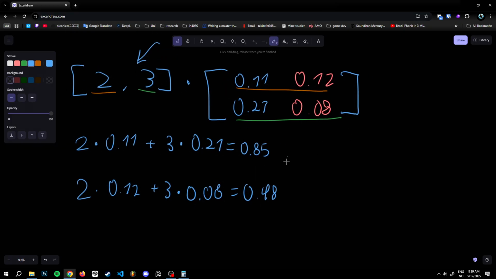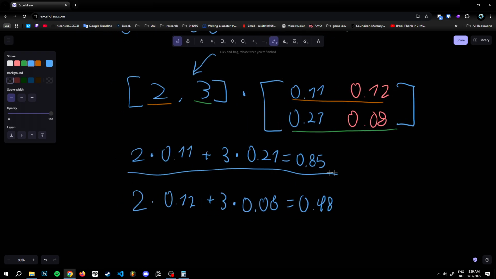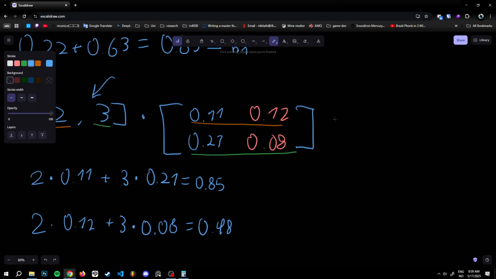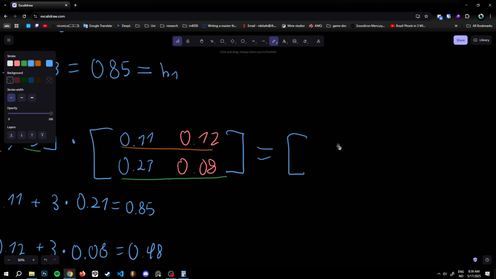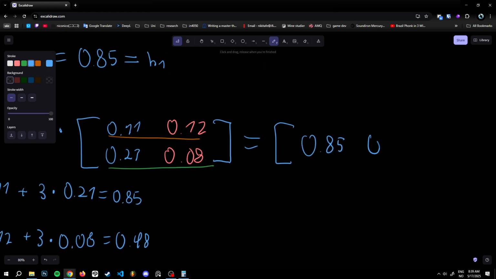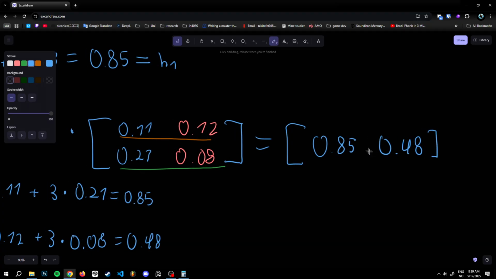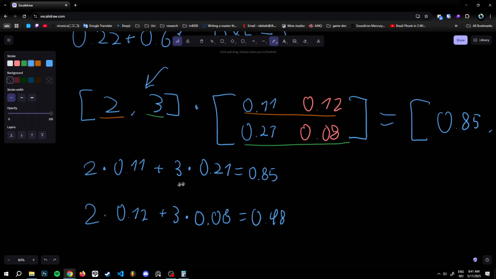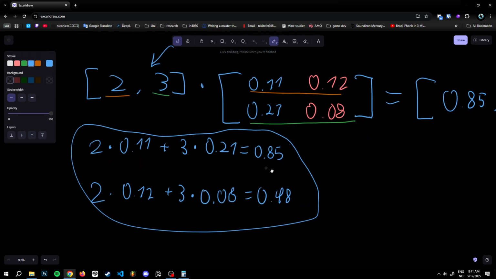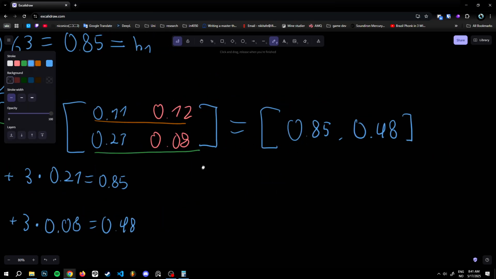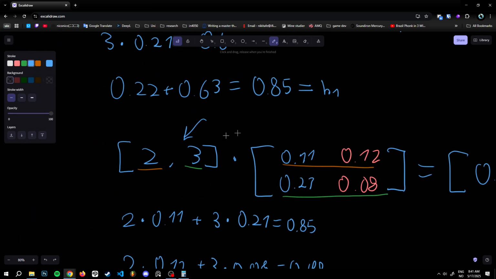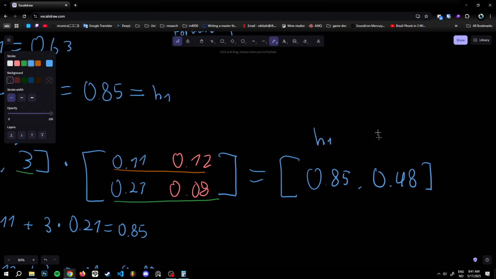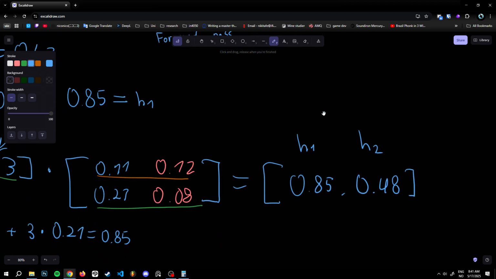Right now you can see, what we did, all of this, we got one value. With this, we got the second value. Well, what we can actually do is group them as well. We can group them into a matrix, and the result of this matrix multiplication will actually be 0.85, 0.48. So this is basically the beauty of matrix multiplication: all of these calculations that we did, and we're like, oh okay, where do we put this? Where do we put that? We can very cleanly visually show it using matrix multiplication. So now we can very clearly see that this is going to be H1 and this is going to be H2. And guess what?